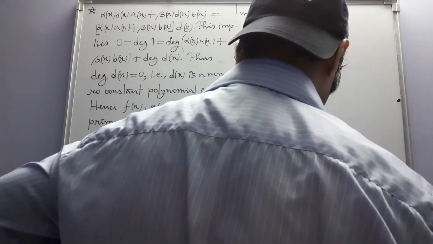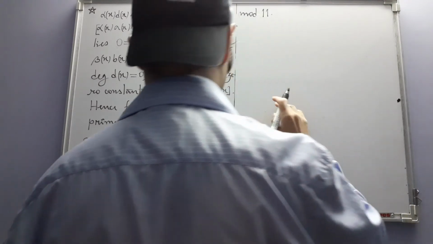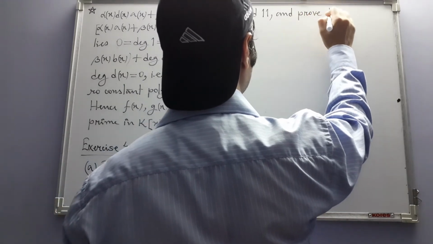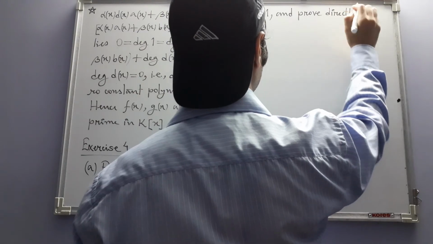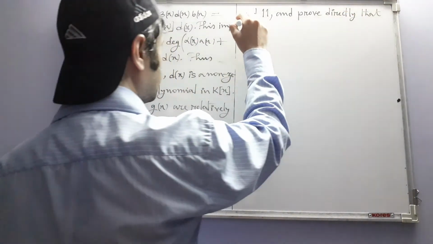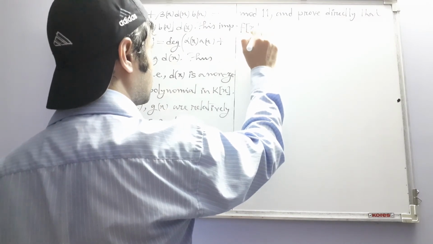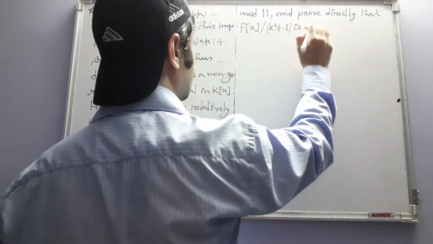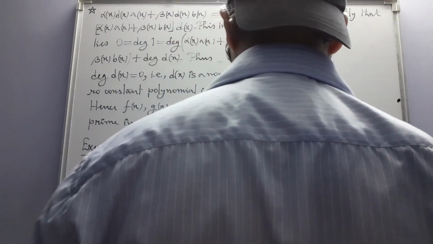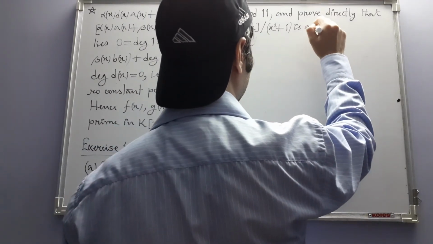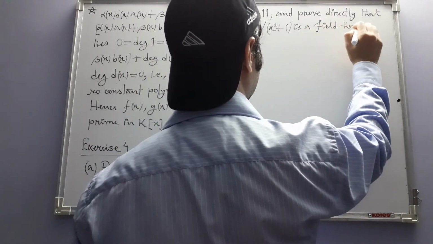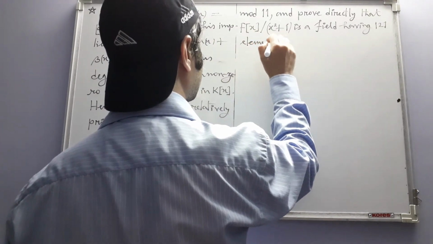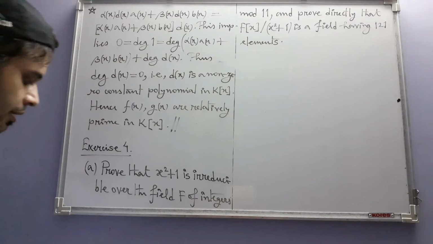Okay, and prove directly that this quotient ring is a field having 121 elements. So this is part A.